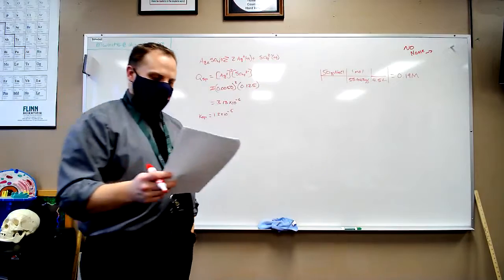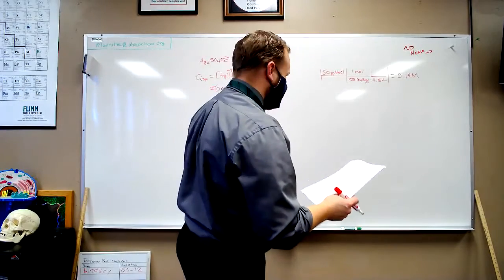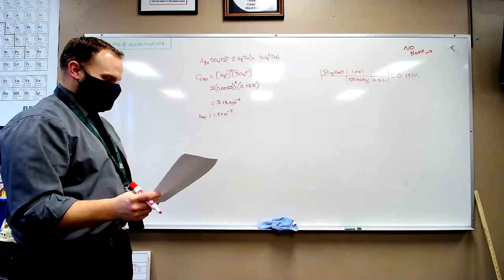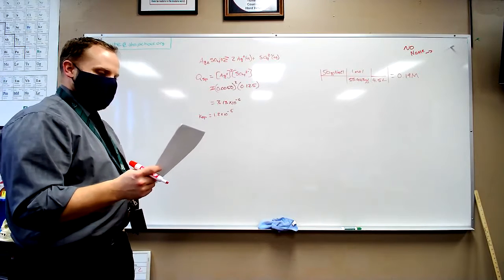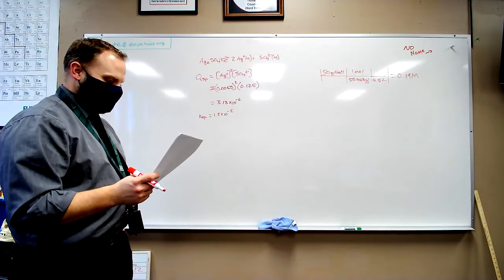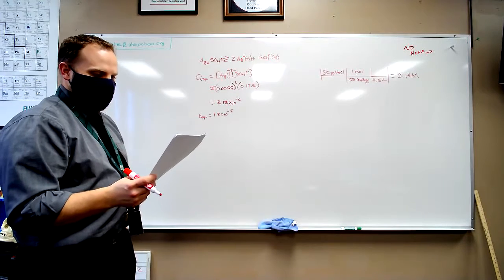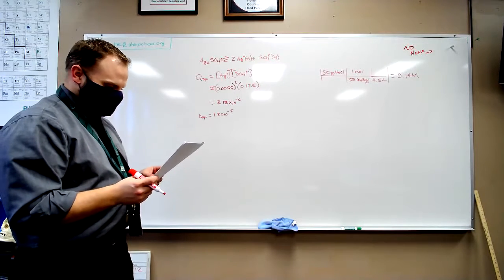If you add chlorine gas, well, chlorine is a product. If you add something, it moves away from it. So it's going to move back to the left. And adding phosphorus pentachloride gas, just the opposite. We're adding the reactant, so it moves it to the right.